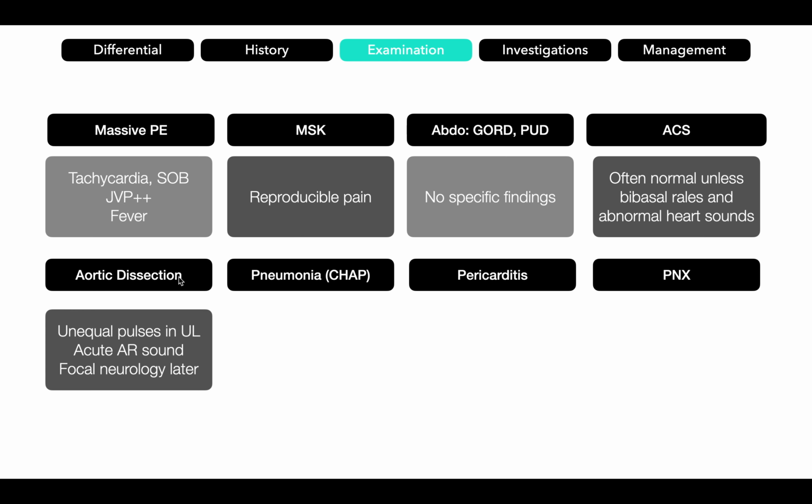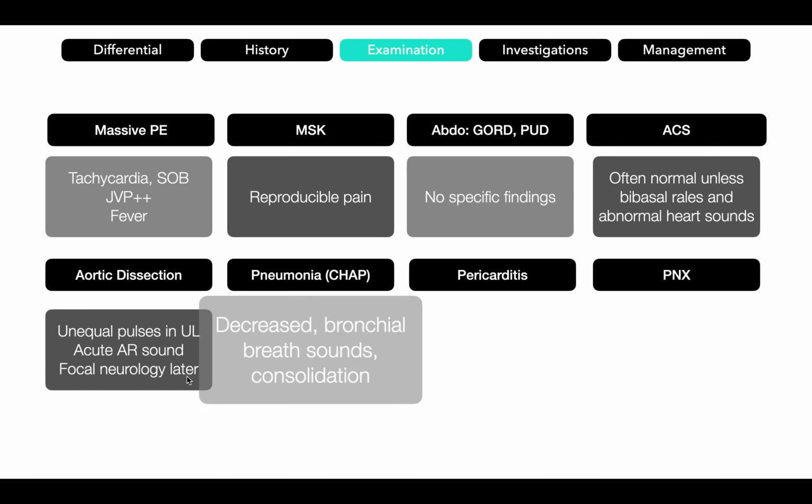For aortic dissection, you can have unequal pulses if the dissection is causing hypoperfusion to one of your upper limbs. So you feel the radials and one might feel different to the other. And it might progress acutely into aortic regurgitation as the blood is thrown back with the turbulent flow into the heart. And focal neurological signs later on as the ischemia is quite profound.